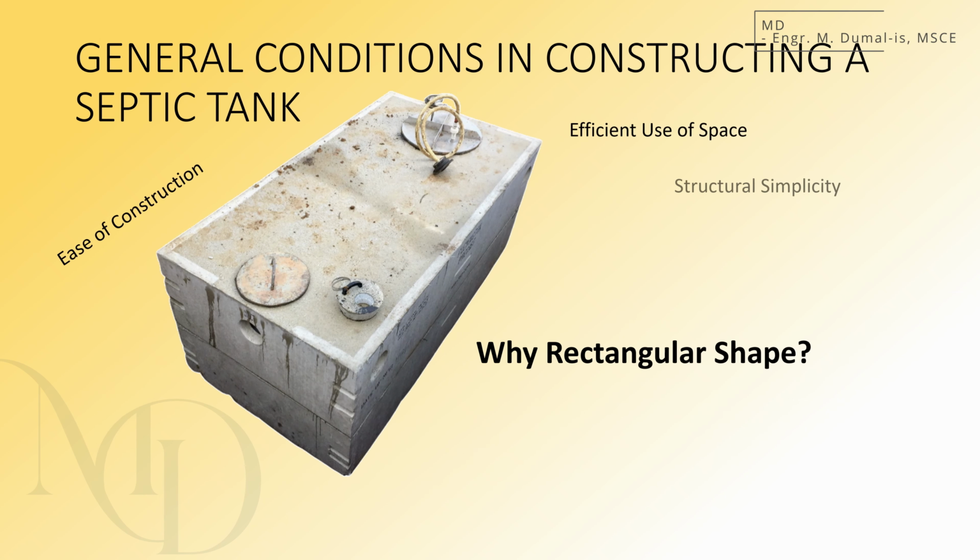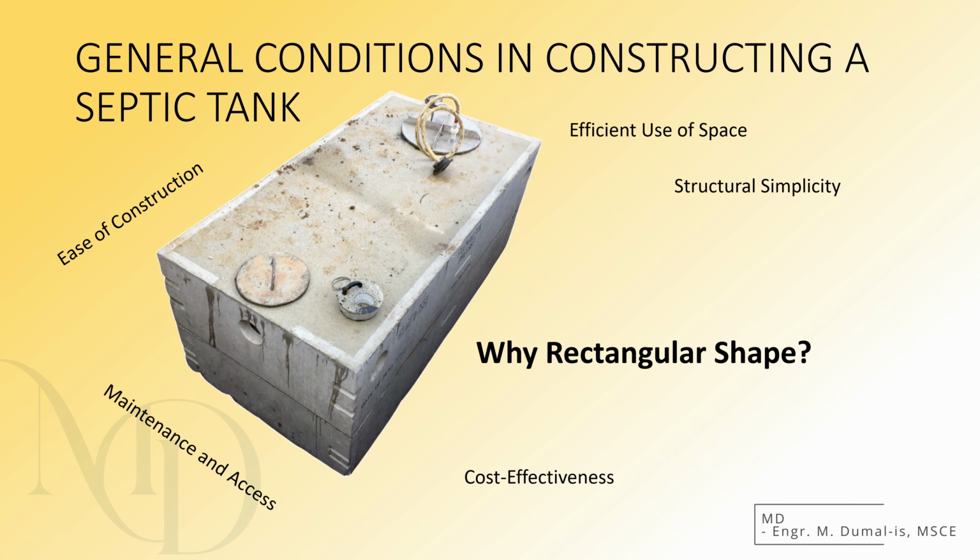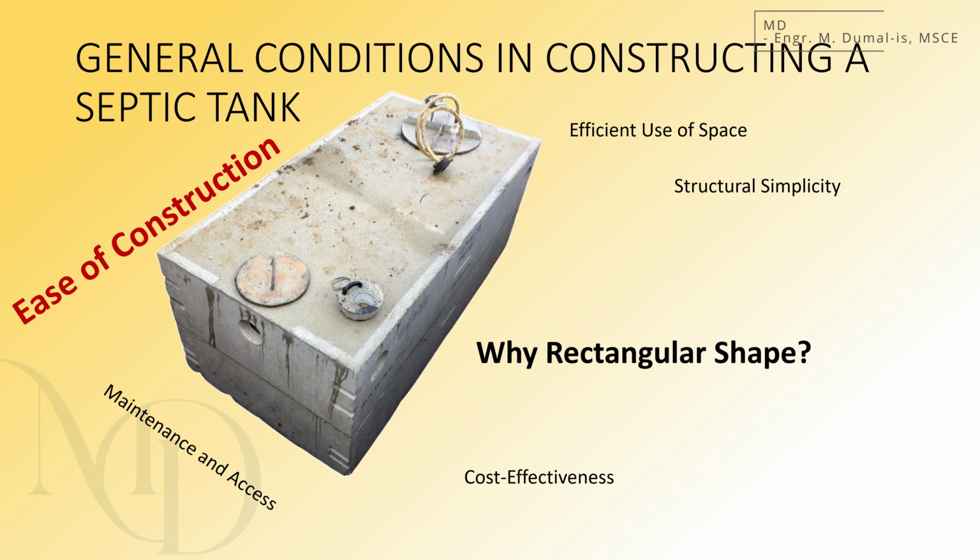When it comes to concrete and masonry septic tanks, the preferred shape is rectangular. There are several important reasons for this preference, and I will go through them one by one. First, rectangular tanks are easier to construct. Concrete tanks can be cast in place or made with precast panels, while masonry tanks are built using hollow blocks or bricks. Straight walls are simpler to form and lay out compared to curved surfaces, making construction faster and more reliable.